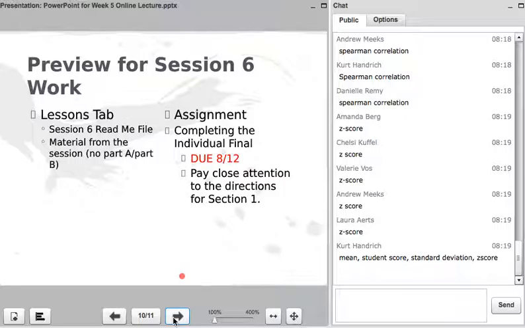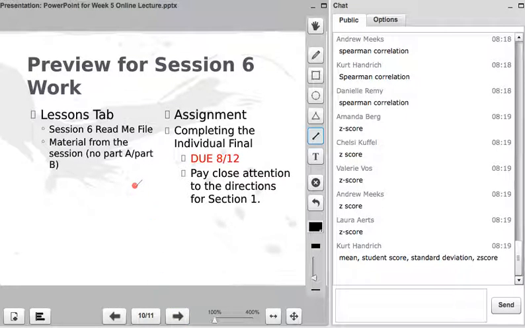So, because there is no class next week, I wanted to preview what you're going to have to worry about next week. In week 6, there's going to be only one README file. And there is no Part A, Part B. It's very short and condensed. And you are going to have to complete the individual portion of the final. This is done on your own. It is going to be due on August 12th. And please pay close attention to the directions for Section 1. Sometimes people don't, and then they get themselves in a little bit of trouble. So really read the directions closely for Section 1.